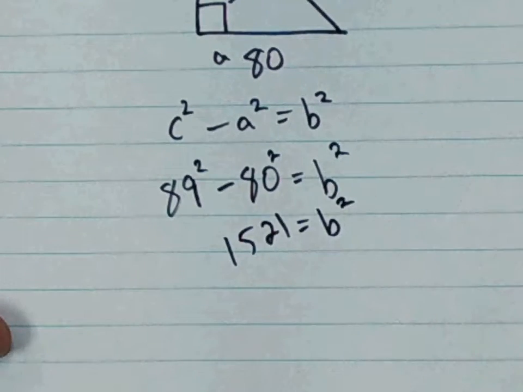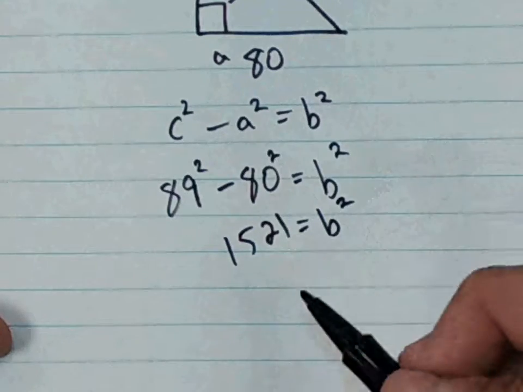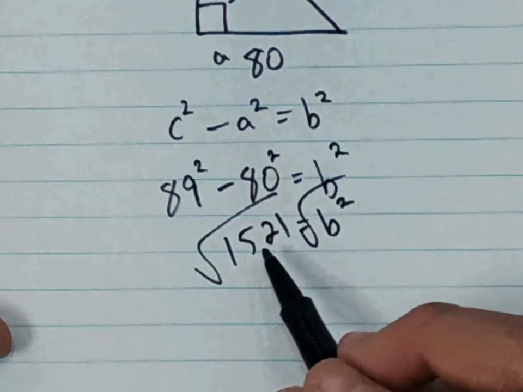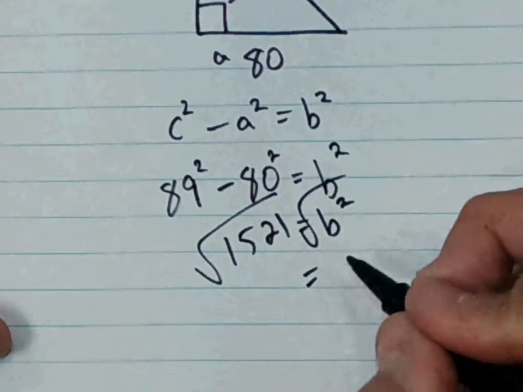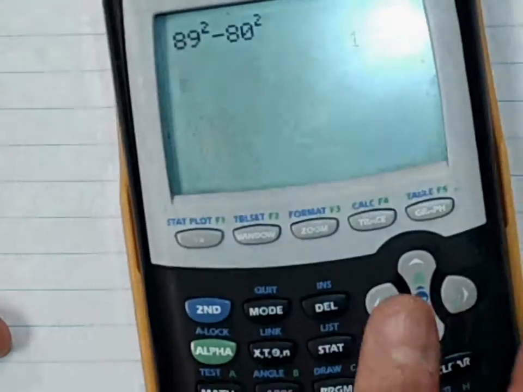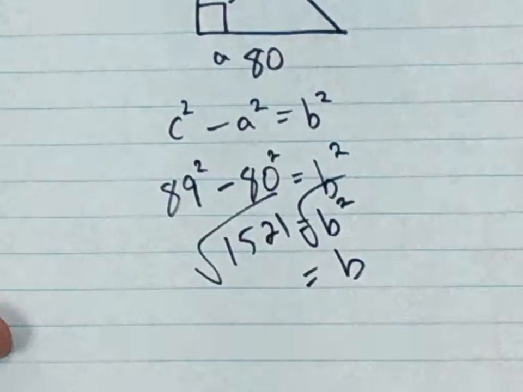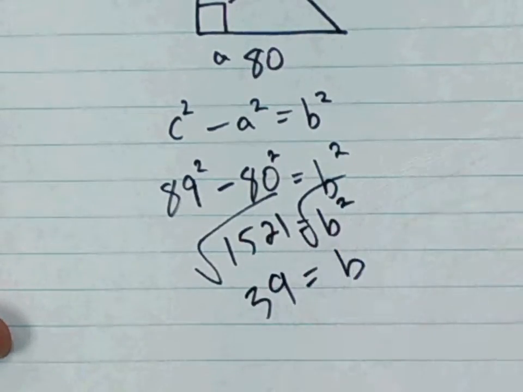equals B squared. But we don't want B squared, we want the square root of B. That's the area of your square. You just want a side length, so you square root it. So square root 1,521, and that gets you 39. So that length is 39.